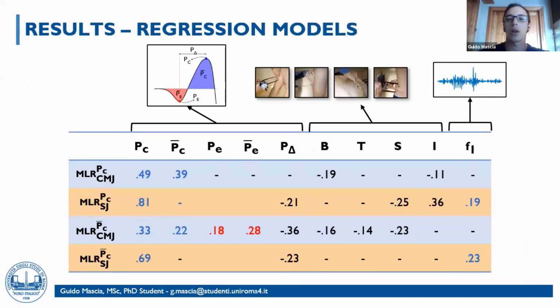In this table, the beta standardized coefficients for each of the 4 regressive models are shown. It's easy to see that power-related features appear in basically all the best subsets automatically selected, and the skin folds do the same. Interestingly, the high central frequency component computed through the VMD, variational mode decomposition, appears only in squat jumps.